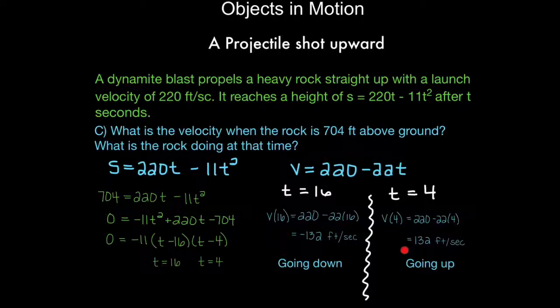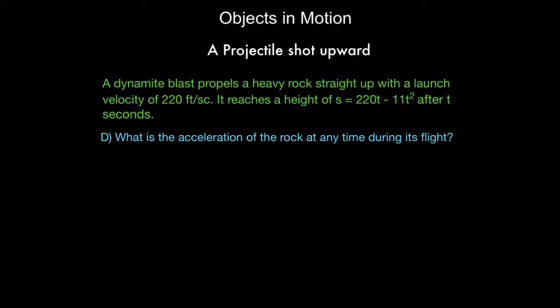And at 4 seconds, we have a positive velocity of 132 feet per second. So because the velocity is positive, our object is going up. So to recap, if we are given a height of an object and we're trying to find the velocity of the object, first we need to know what time the object reaches that height. Once we find that, we can plug that time into our velocity equation and figure out what the exact velocity is. And based on the sign of the velocity, positive or negative, we know in which direction our object is going.